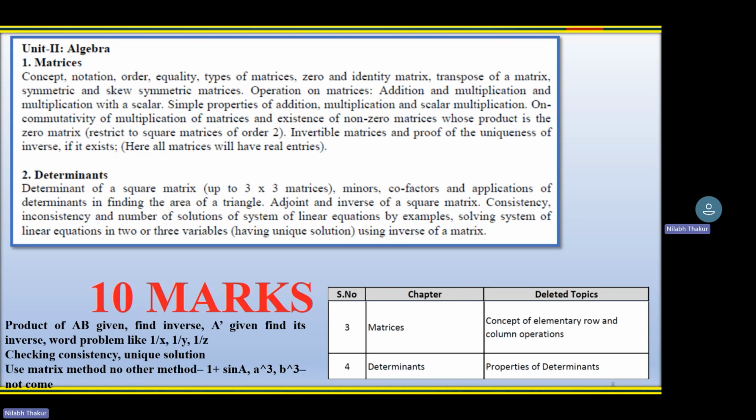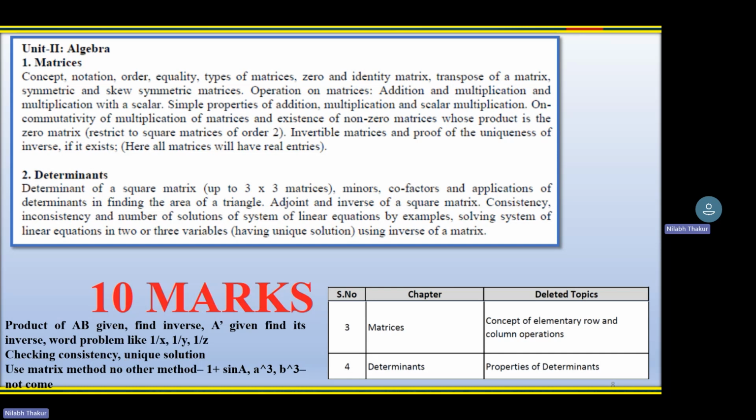In matrices, you must read the solved example questions. Like, the product of AB will be given and you will be asked to find the inverse. A will be given, you will be asked to find the inverse. A word problem involving 1 upon x, 1 upon y, 1 upon z may be asked in the word problem or in the case study question. So in matrices, case study questions are supposed to be asked.